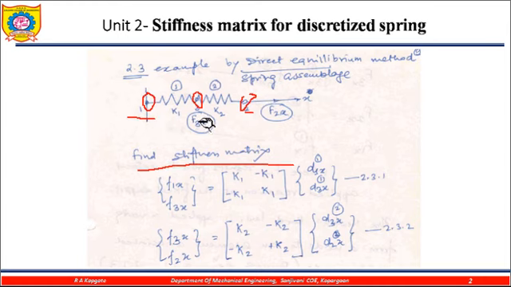We are interested to find the element stiffness matrix for the total spring by using the direct equilibrium method as well as the spring assemblage method. So we know this is element 1 and this is element 2. Element 1 connects node 1 and node 3, and element 2 connects node 3 and node 2. To find the stiffness matrix, we have already studied how to derive the stiffness matrix for the element.